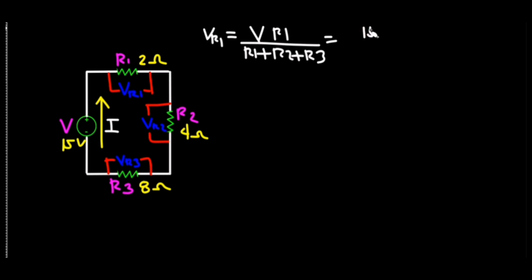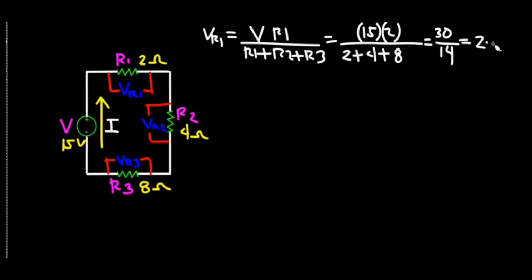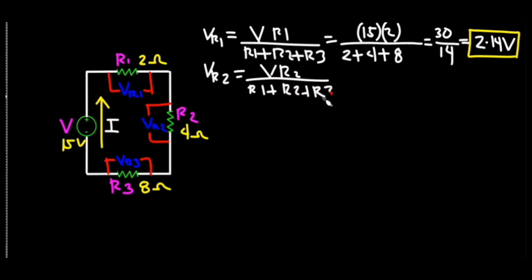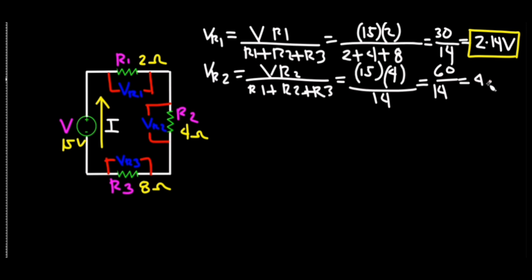For VR1, it is equal to 15 times 2, all over 2 plus 4 plus 8. 30 over 14. This will result in 2.14 volts. VR2 is equal to 15 times 4, all over 14. 60 over 14. The answer is 4.29 volts.